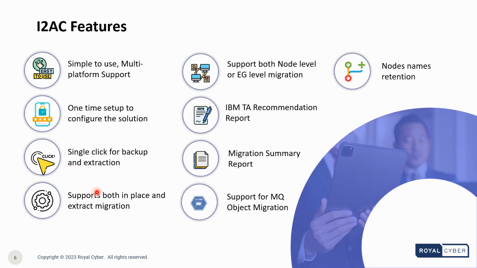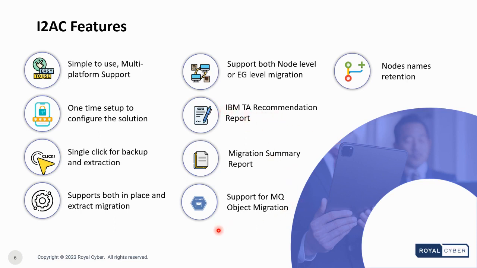It does support multiple migration patterns such as in place and parallel. It also supports migration at the node level as well as at the execution group level. It automatically restarts the migrated nodes and integration servers post the migration activity. It also provides a migration report summarizing the migration activity and the status of target nodes and the reason for error if any of those failed. You also get an excellent HTML based recommendations report, which is generated by leveraging the IBM Transformation Advisor solution.